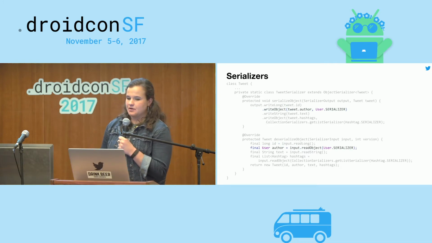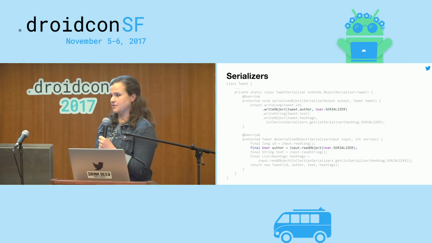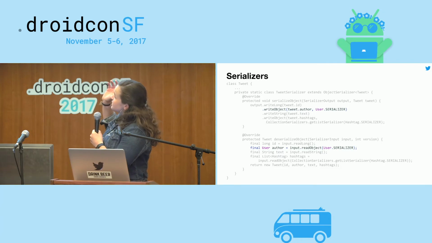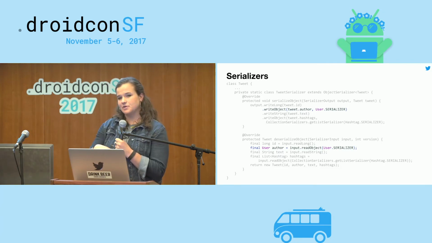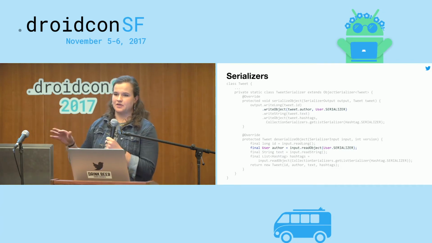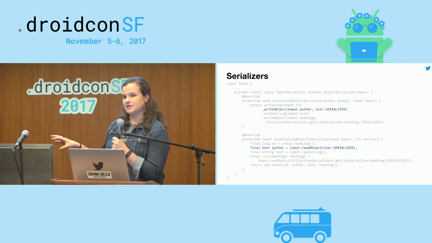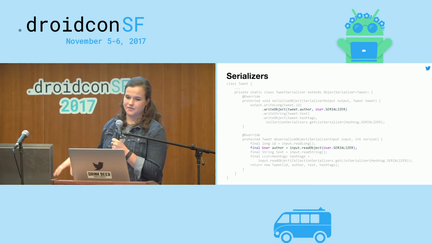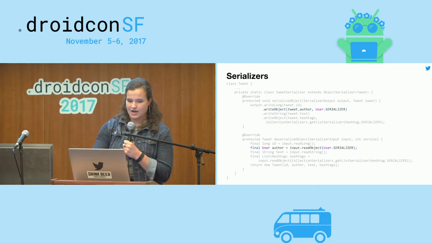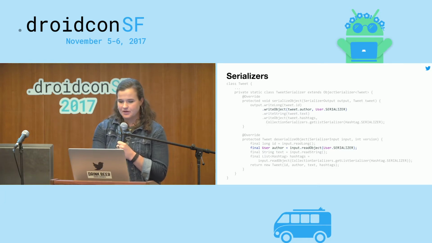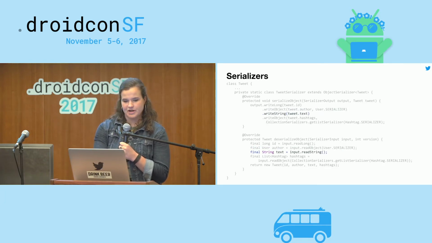For the objects, you are using serializers as well. So for the user object, you have a serializer defined just like this tweet serializer. And this would tell you how exactly we want to serialize the user object itself. So we have writing and reading here using that same serializer. String, simple like the long.